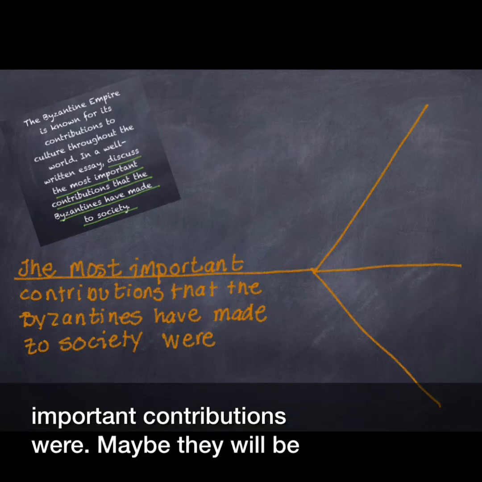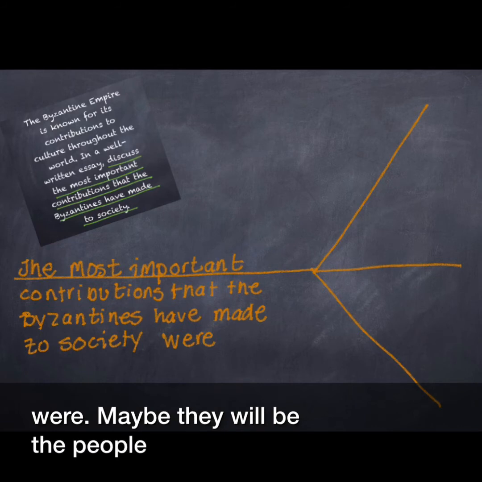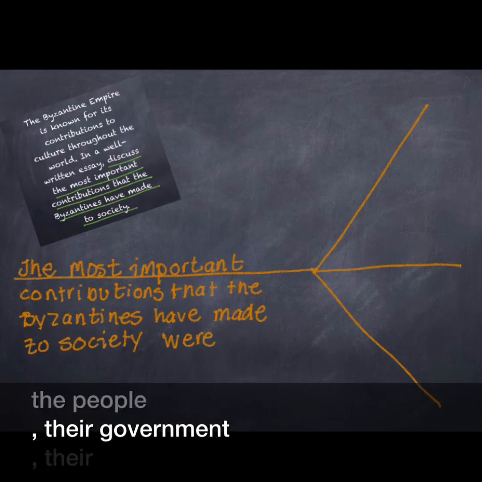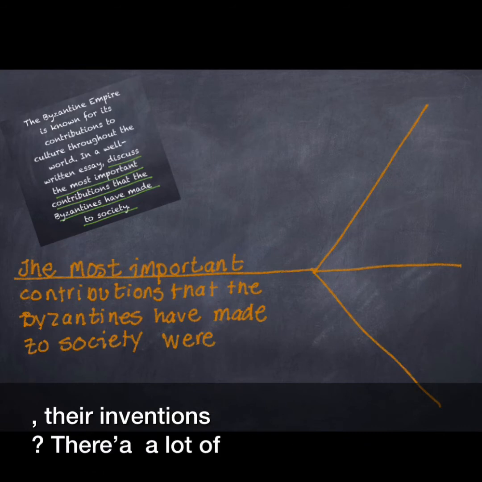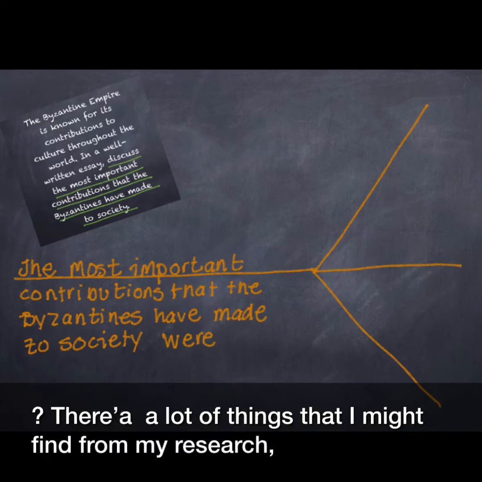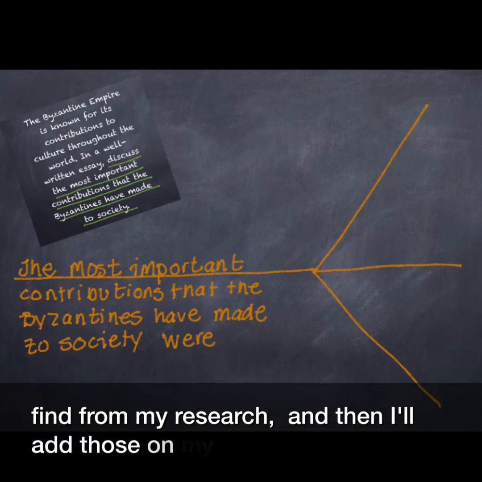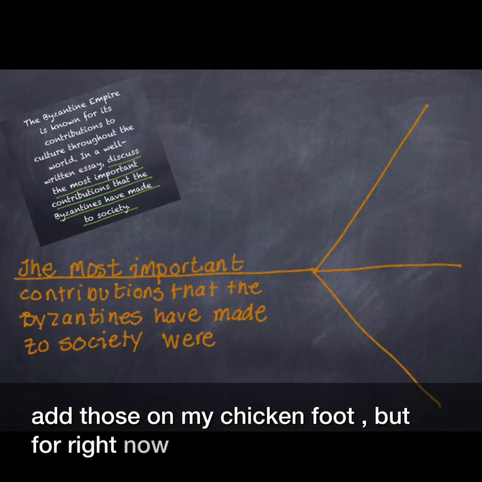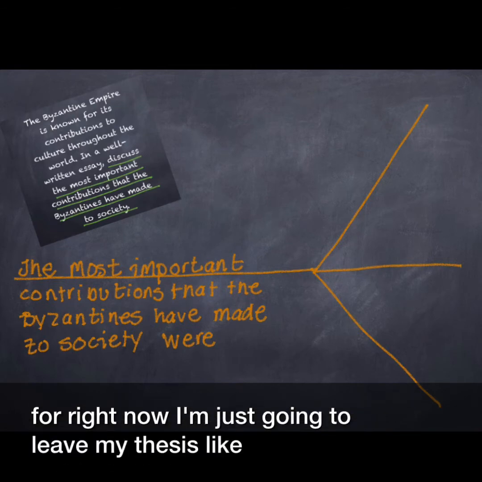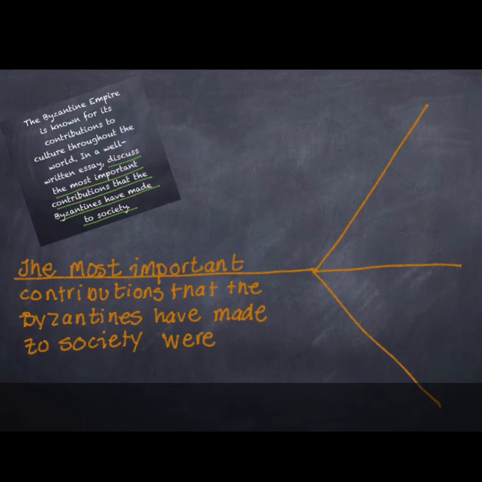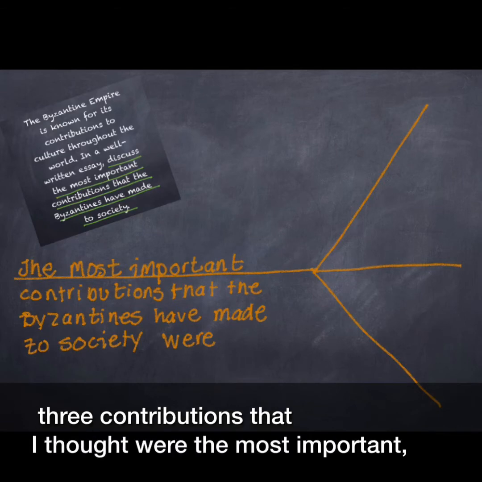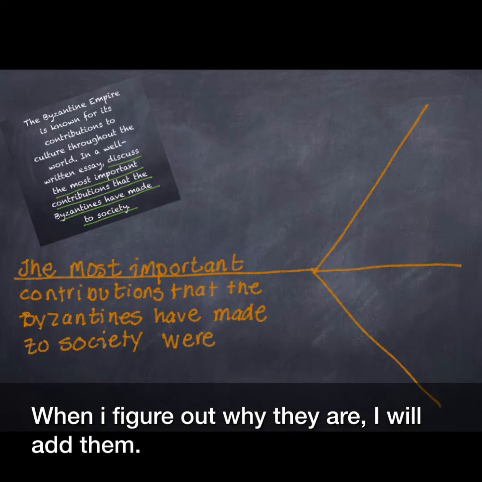Maybe they'll be the people, their government, their inventions. There's a lot of things that I might find from my research, and then I'll add those on my chicken foot. But for right now, I'm just going to leave my thesis like this. When I've figured out what I'm going to put in those 3 body paragraphs, the 3 contributions that I thought were the most important, then I will add them.